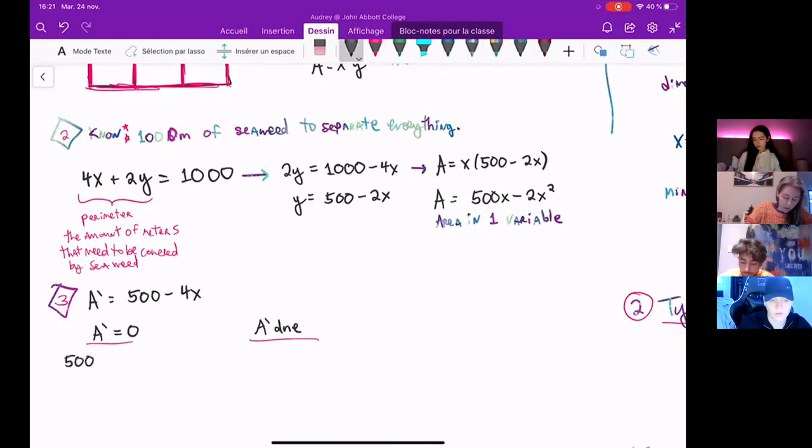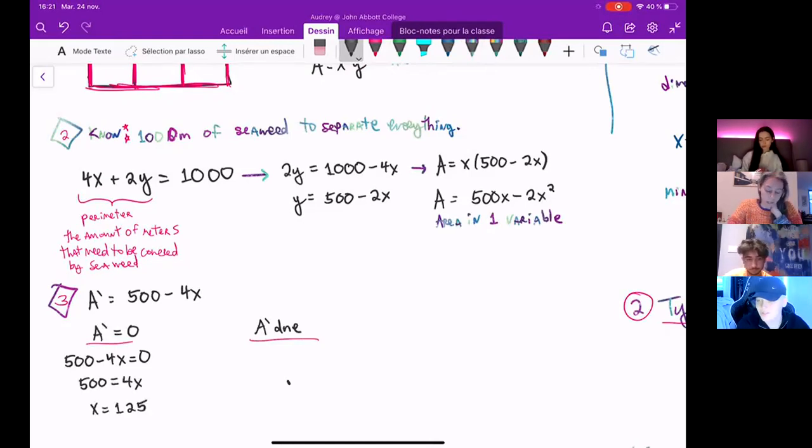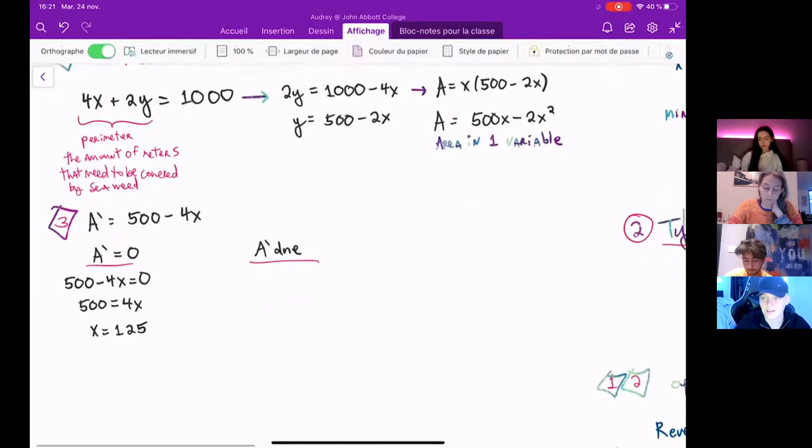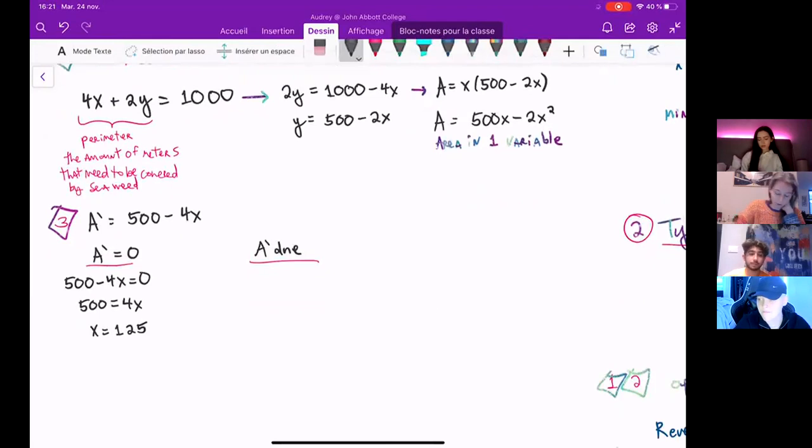So here I'm doing 500 minus 4x is equal to 0. 500 is equal to 4x. X is equal to 125. Where does A prime not exist? Never. So A double prime is always constant. So here we go. A double prime is equal to -4.